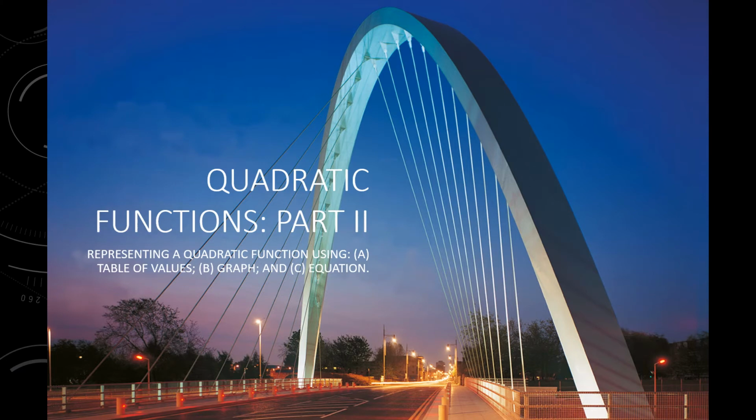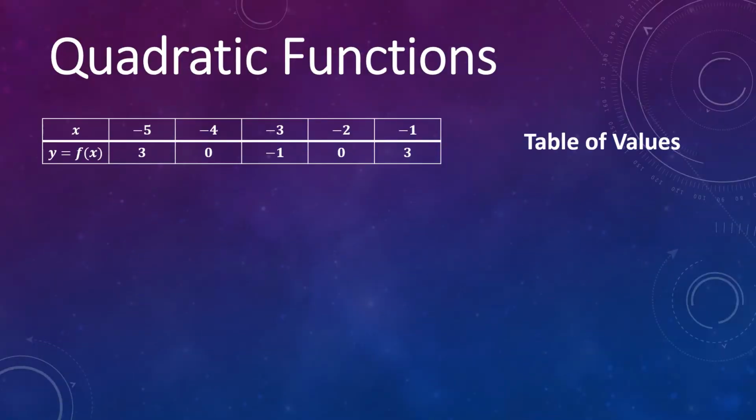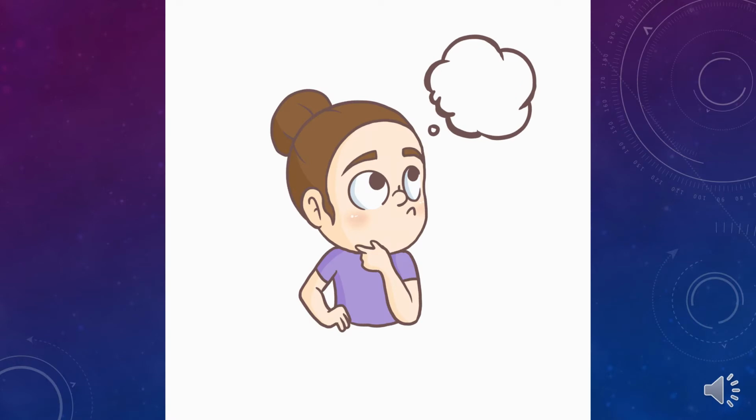So part 2 is about representing a quadratic function using table of values, graph, and equation. So quadratic functions can be represented using table of values, graph, and equation. Pero diba, lahat naman ng functions ay pwedeng i-represent ng tatlong yan. So paano natin malalaman kung yung nire-represent ba ng mga yan ay quadratic function? Well, obviously, if a graph shows a parabola that points up or down, then we can say that the graph represents a quadratic function. Pero paano kapag ang given na ay equation or table of values?